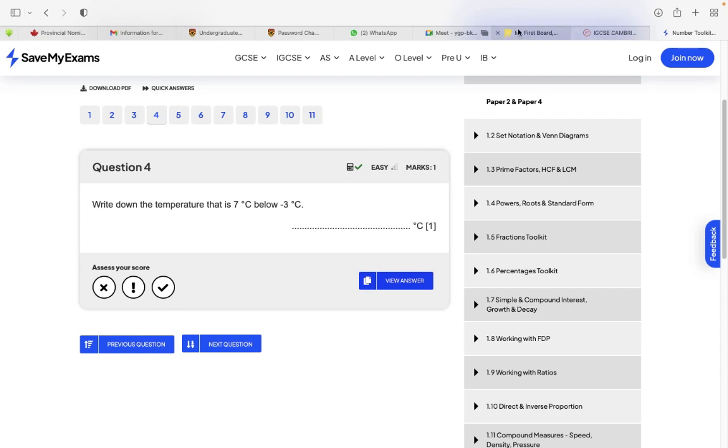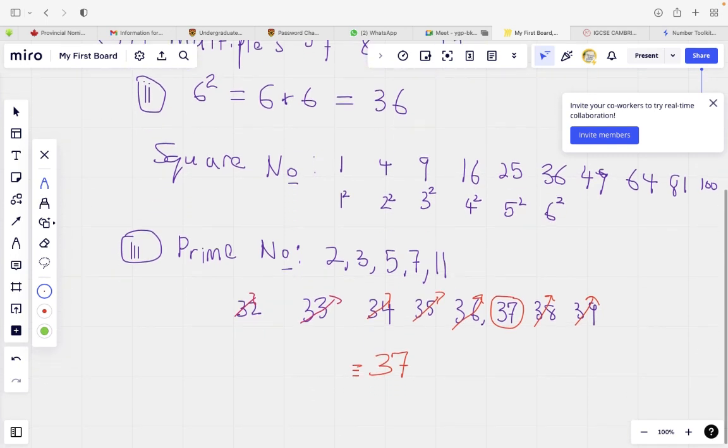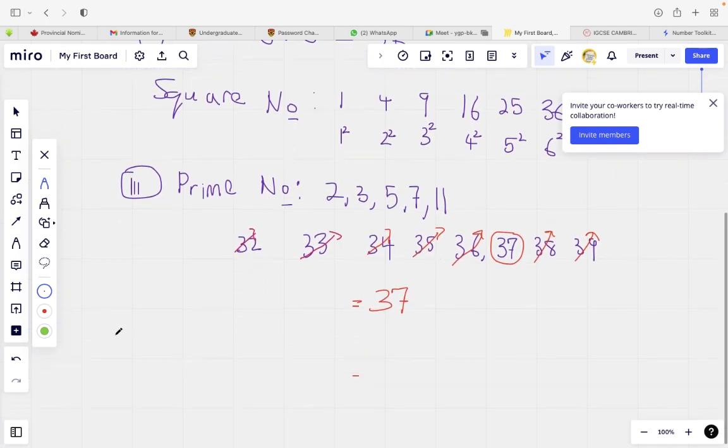Okay, this is question number 4. When you say below -3, think of -3 on a number line. For example, if you draw a number line, -3 is here. For example, this is -4. Okay, this is -5.